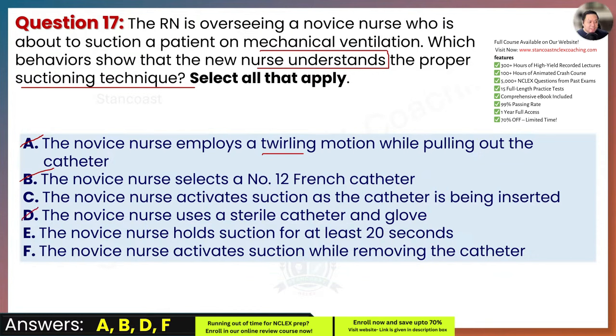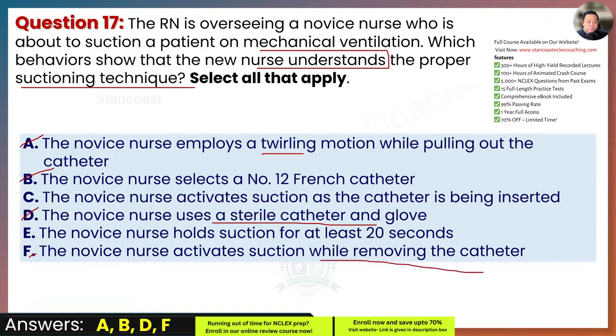Now, what about letter D? The novice nurse uses a sterile catheter and glove. Of course, right? Sterile catheter and glove are the clues here. This is non-negotiable because when suctioning a ventilated patient, everything must be sterile to prevent VAP or other infections. And the fact that the nurse is keeping things sterile simply means that they understand infection control for this procedure. Now we have letter F, also a correct option. The novice nurse activates suction while removing the catheter.